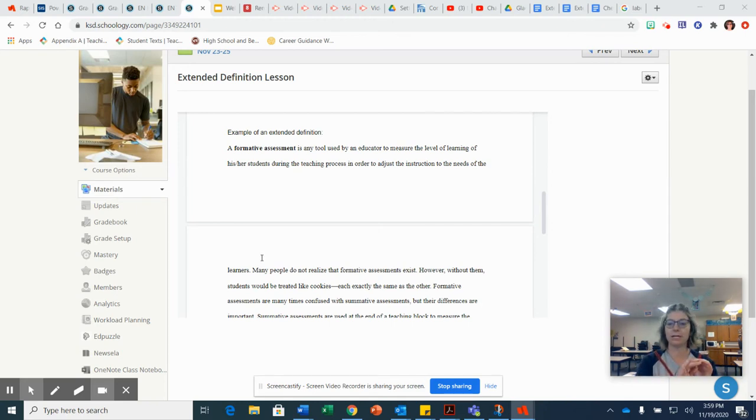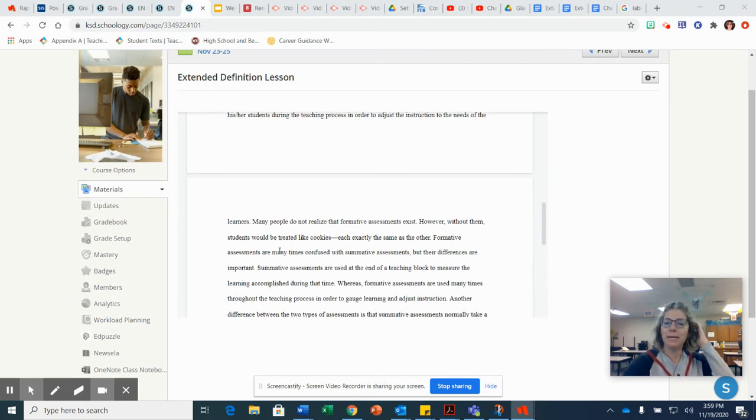That is my sentence. That is the definition. But that in and of itself doesn't really help to explain the whole thing. It needs more explanation to really understand it. So we're going to go into more definition. Many people do not realize that formative assessments exist. However, without them, students would be treated like cookies, each exactly the same as the other. Formative assessments are many times confused with summative assessments, but their differences are important.